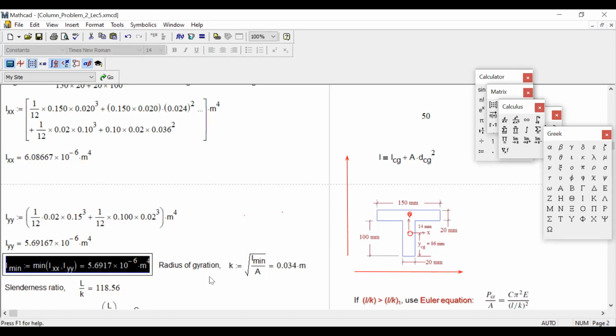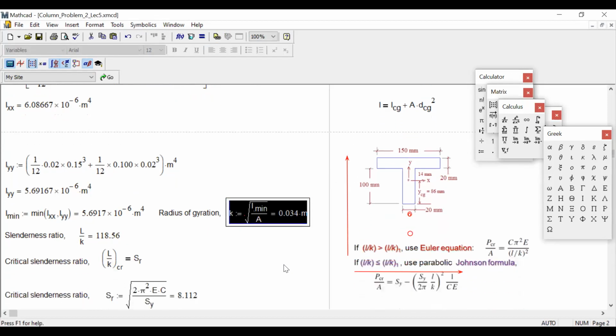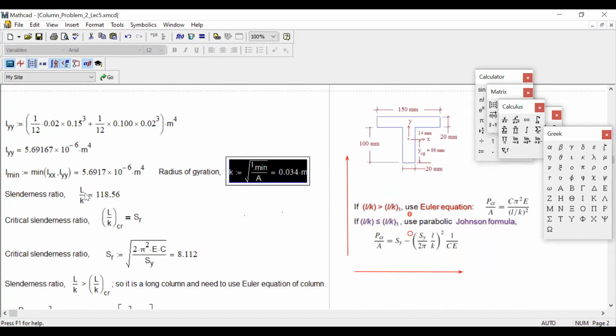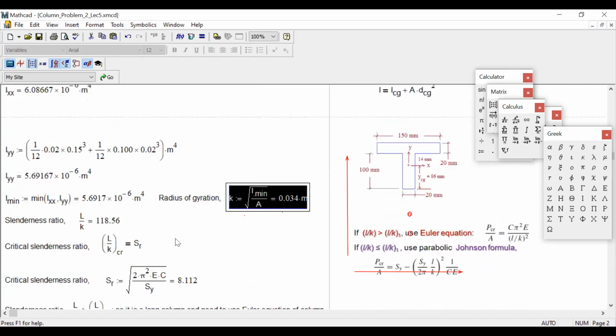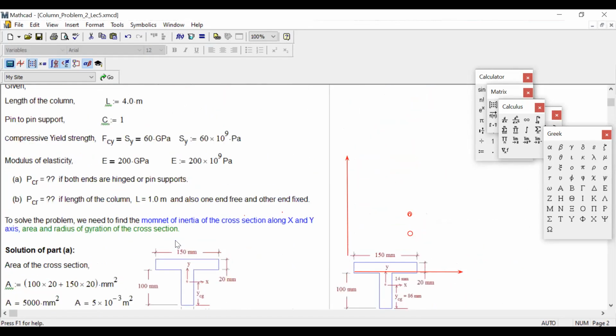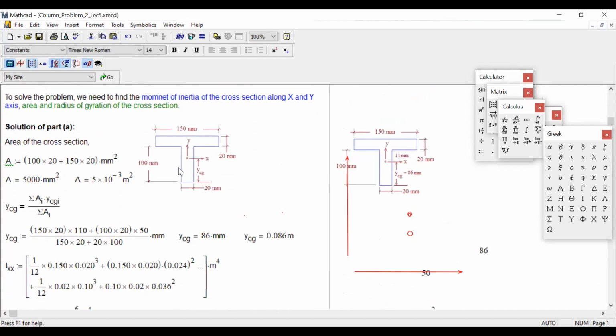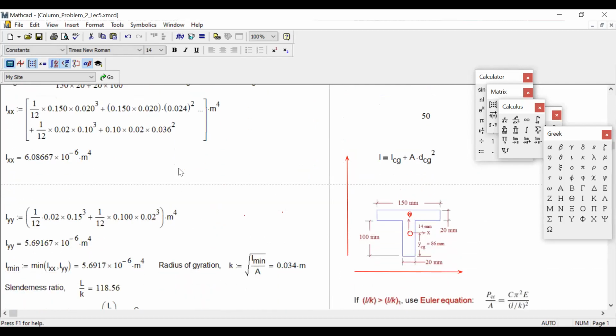Now we figure out the value of K or rho, equal to I minimum by area. This is K or rho. Okay. Then you figure out the value of L by K. What is our L? L is given as 4 meter. That we already put right over here, 4 meter. So then you do L by K.